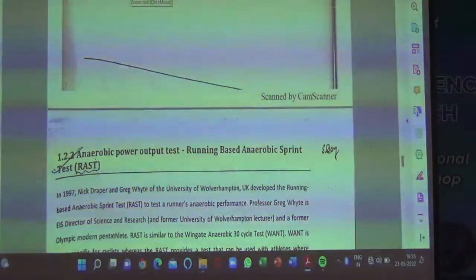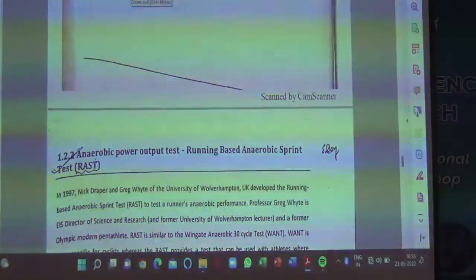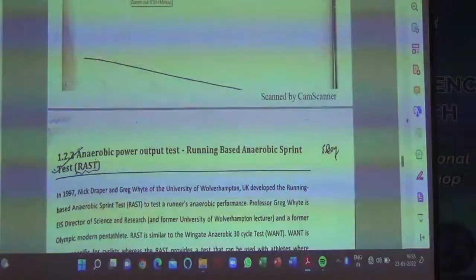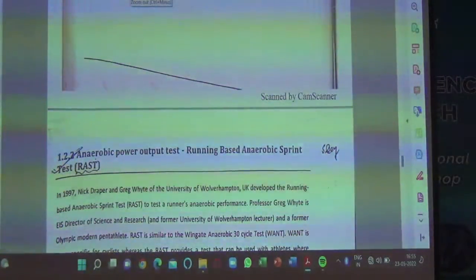T1 you can write in your own copy. Last timing T1 I am announcing: 5.19, 5.27, 5.81. T3. T4 5.94. T5 6.27. T6 6.59. Okay. These all are the timings of 6 different sprints.